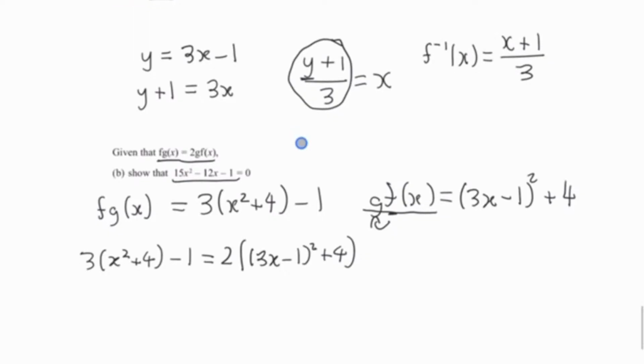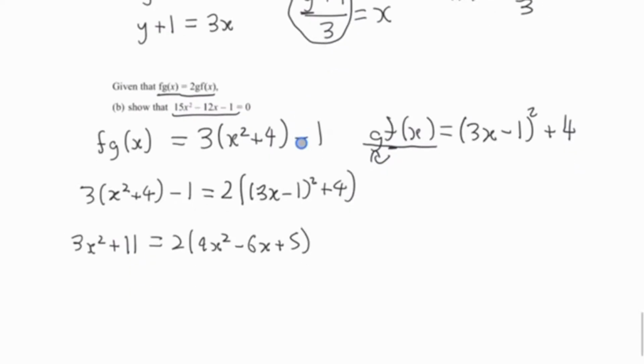So if we expand the left side, we have 3x squared plus 12 and then minus 1, so plus 11. And then on the right hand side we have 9x squared minus 6x plus 5. So we can simplify this a bit. So we have on the left side 3x squared plus 11 is equal to 18x squared minus 12x plus 10.